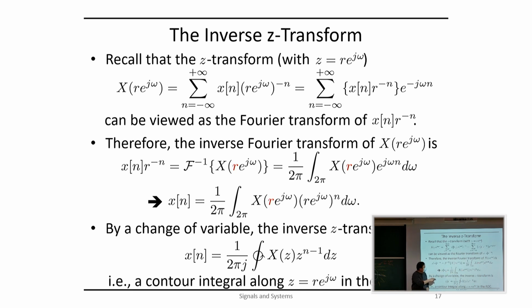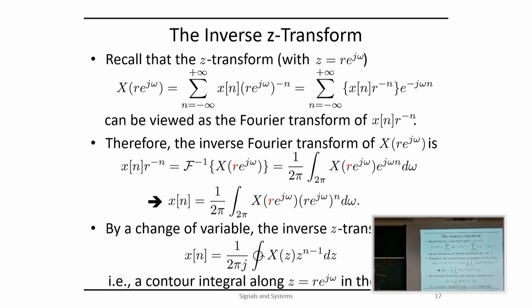Given this Z transform, you can compute x of n times r to the minus n by taking the inverse Fourier transform, which is defined as 1 over 2 pi times the integral of X(r e to the j omega) times e to the j omega n d omega, integrating over one period of 2 pi. If you take r to the minus n and multiply it inside here, you get this.